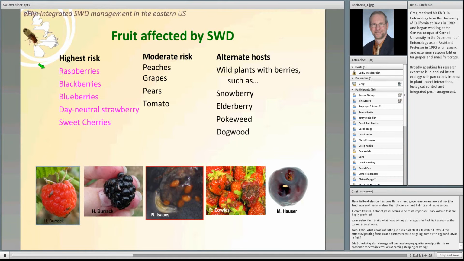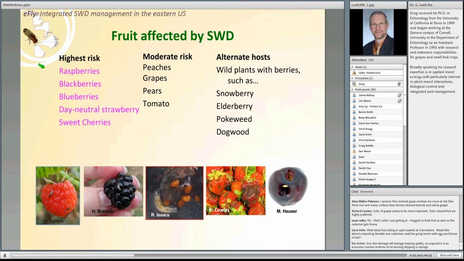And that raised some interesting questions that I think one of our other people were getting at. Could we possibly use one of these alternate wild hosts as an indicator plant to kind of help warn us of a potential risk from spotted wing egg laying in our cash crop? And that would be really quite helpful.